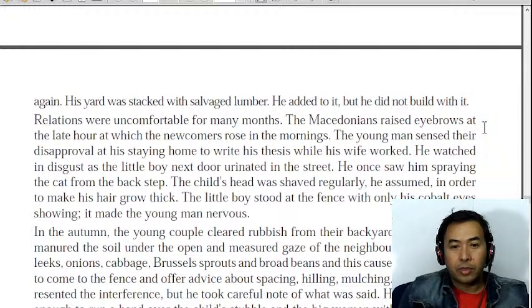The Macedonians raised eyebrows at the late hour at which the newcomers rose in the mornings. The young man sensed their disapproval at his staying home to write his thesis while his wife worked. He watched in disgust as the little boy next door urinated in the street. He once saw him spraying the cat from the back step. The child's head was shaved regularly, he assumed, in order to make his hair grow thick. The little boy stood at the fence with only his cobalt eyes showing. It made the young man nervous.